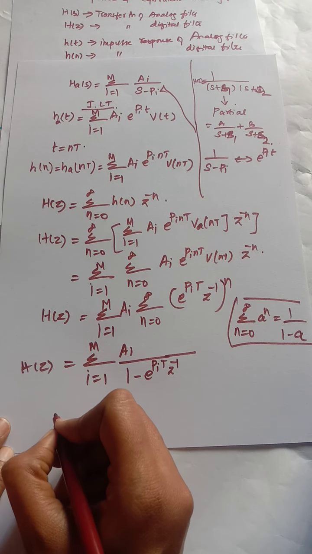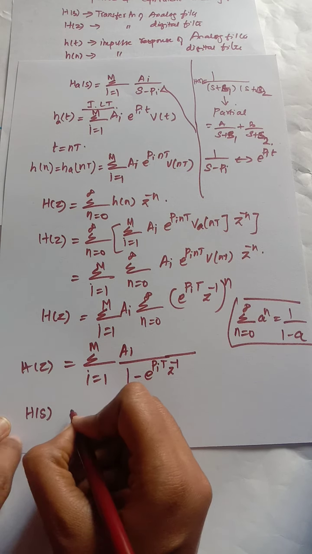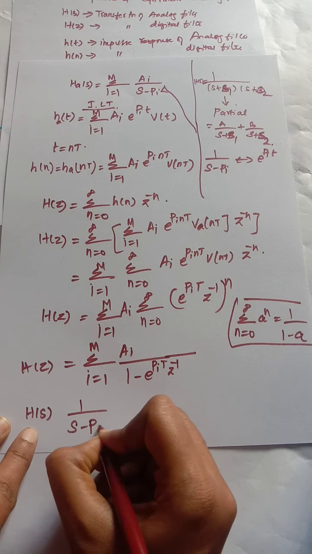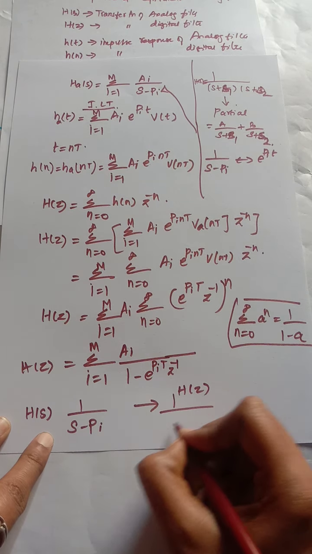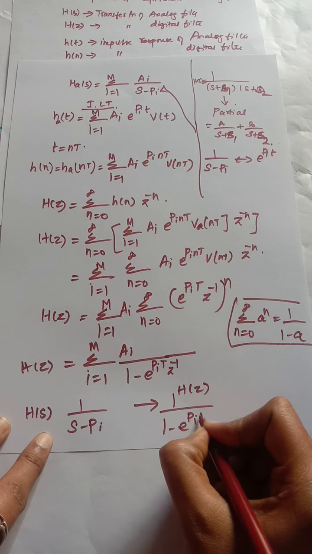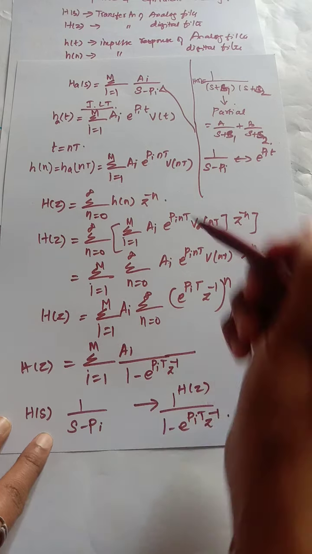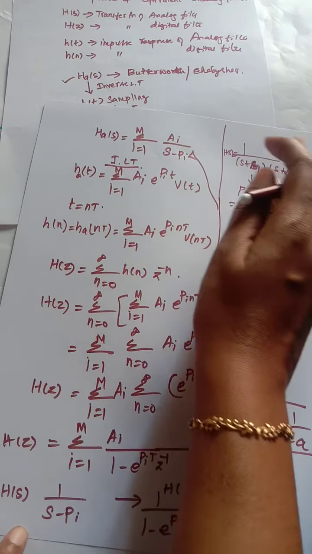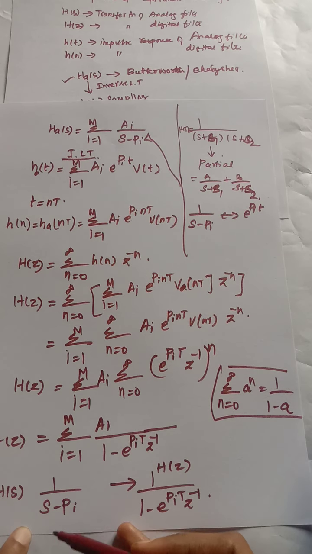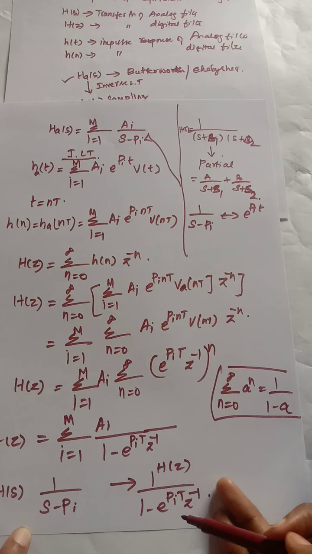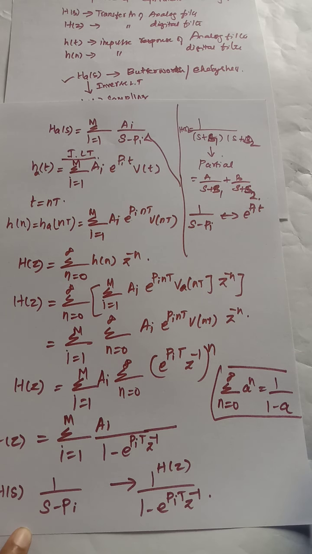Now what inference do we obtain from this? In H(s) it is s - p_i, but in H(z) it is transforming into 1 - e^(p_i T) z^(-1). A single pole is transforming like this: the one pole we are considering, 1/(s - p_i), is transforming into 1/(1 - e^(p_i T) z^(-1)).